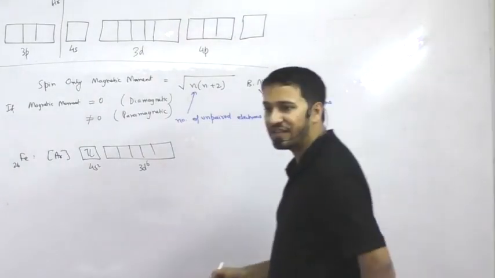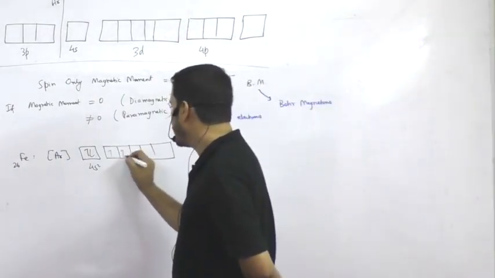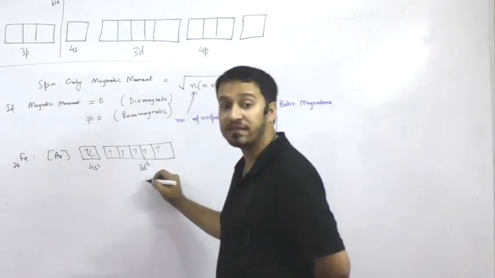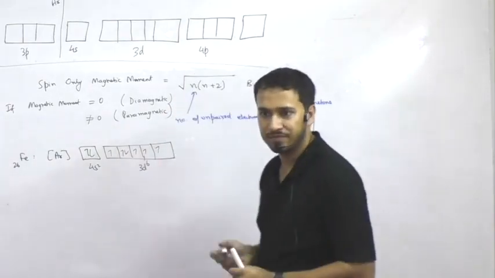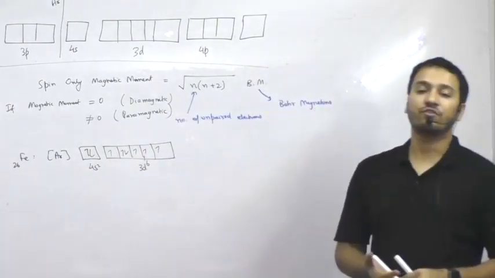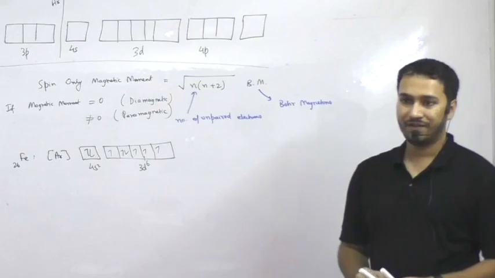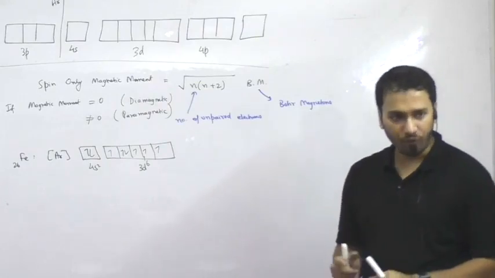How will I fill these 6 electrons? 1, 2, 3, 4, 5. And then what will I do to the 6th electron? Now I can pair it. Right? Let's say I pair it here. कहीं पे भी कर सकते हैं. Right? How many unpaired electrons do I have? 4, not 6. Okay. I have 4 unpaired electrons.